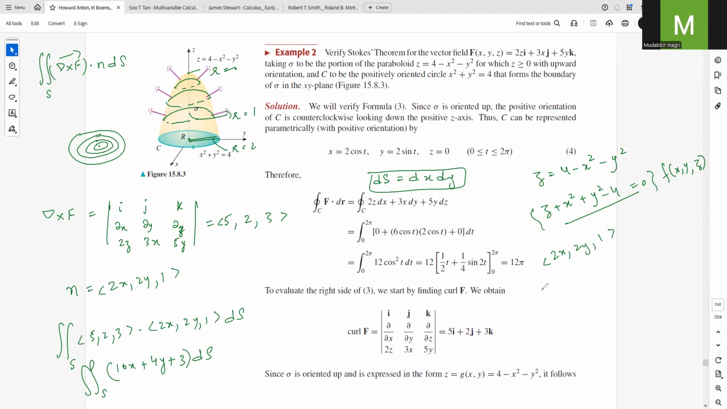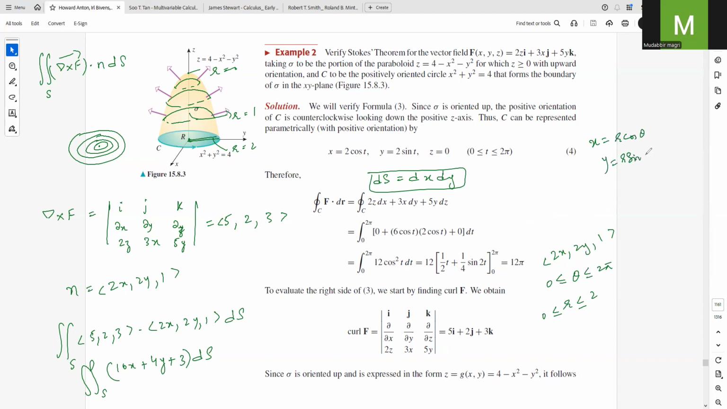r is running from 0 to 2, and theta will be from 0 to 2 pi, because it's a circle, and for one complete rotation we need to go from 0 to 2 pi. So theta will be from 0 to 2 pi, and r will be from 0 to 2. For the parameterization using r and theta, we simply need x equals r cos theta and y equals r sin theta.